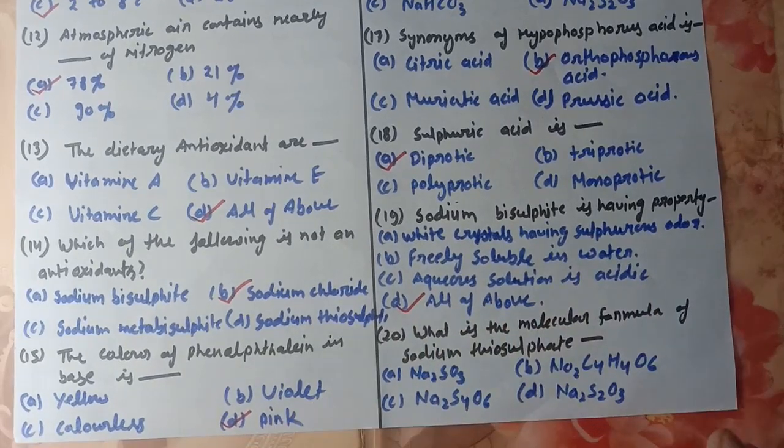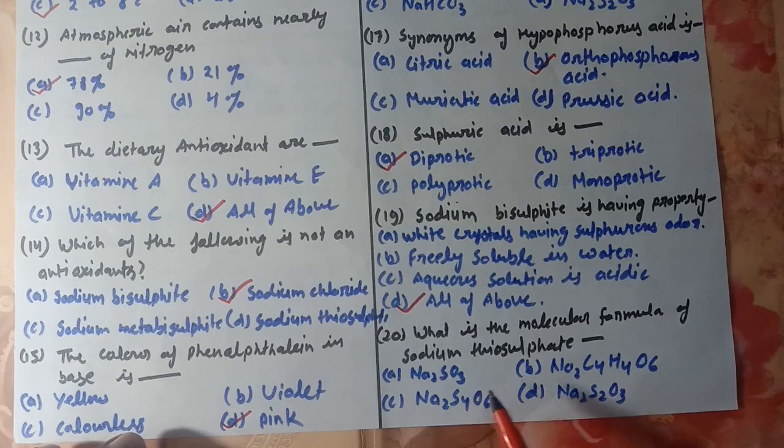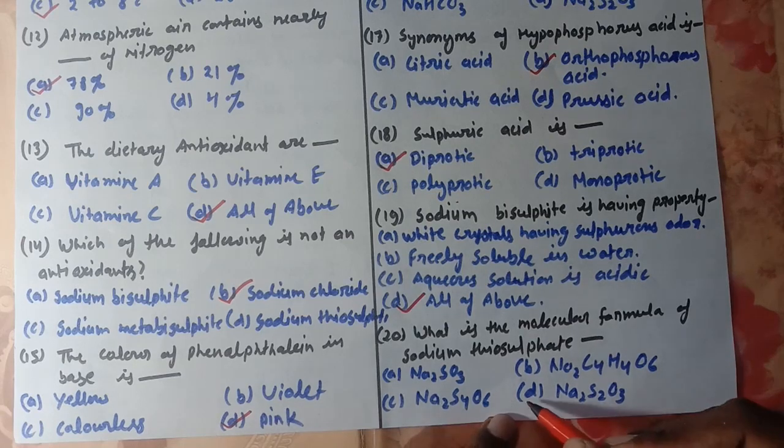Question number 20. What is the molecular formula of sodium thiosulfate? Option A, Na2SO3. Option B, Na2C4H4O6. Option C, Na2S4O6. Option D, Na2S2O3. So the answer is D, Na2S2O3.